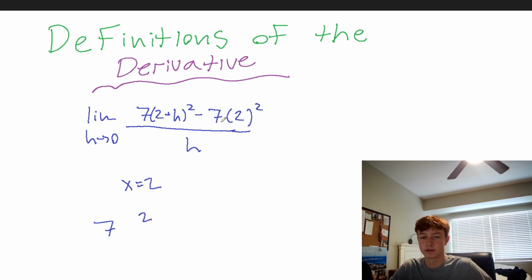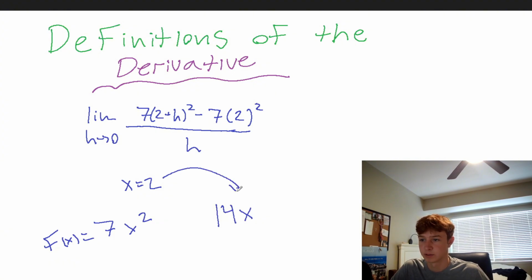If you have memorized the definitions of the derivative, you would know that this is f of x. So if x is 2, then f of x is equal to 7x to the power of 2. So what this is really asking is, what's the derivative at x equals 2 of this function? Now we just find the derivative, and we know that it's 14x, based off the power rule. Then we plug in 2, so we get 28. So our final answer would be 28.